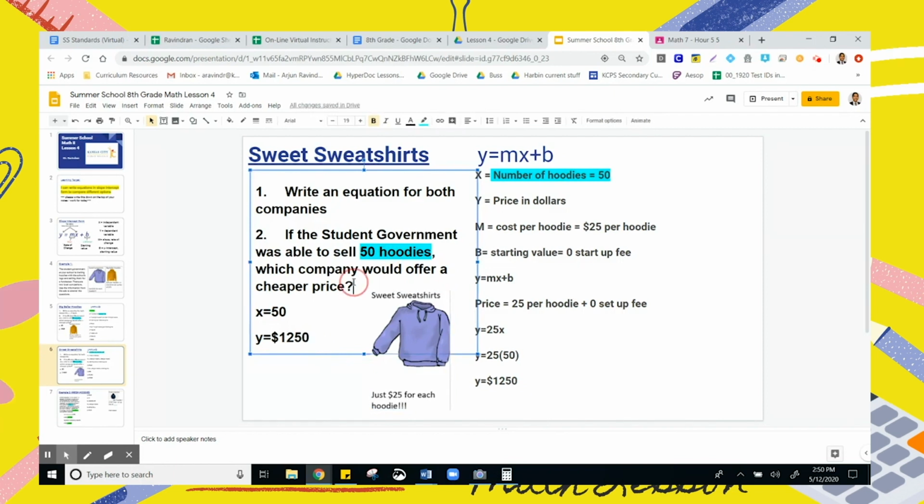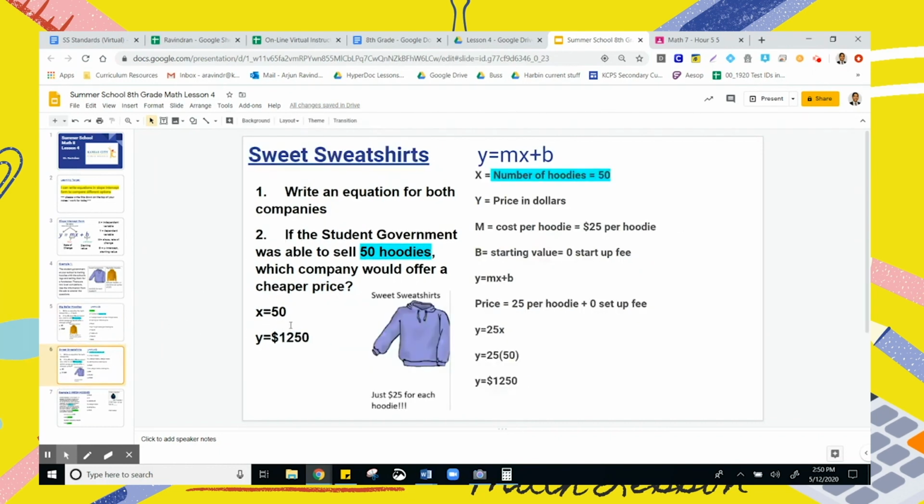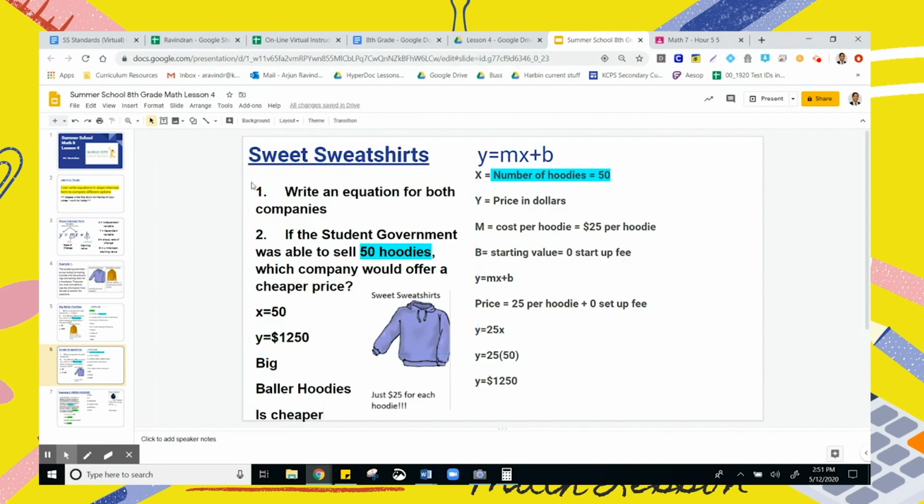So, who's cheaper? Big Baller charges $8.25. Sweet Sweatshirts charges $12.50. So we should write Big Baller Hoodies is cheaper. Great.